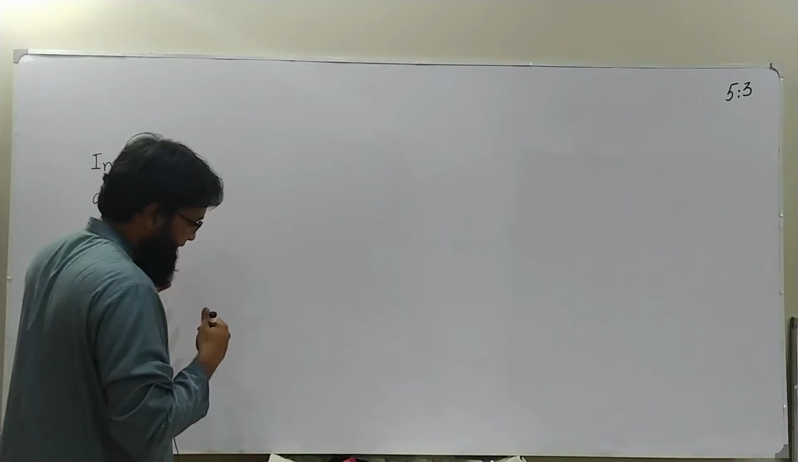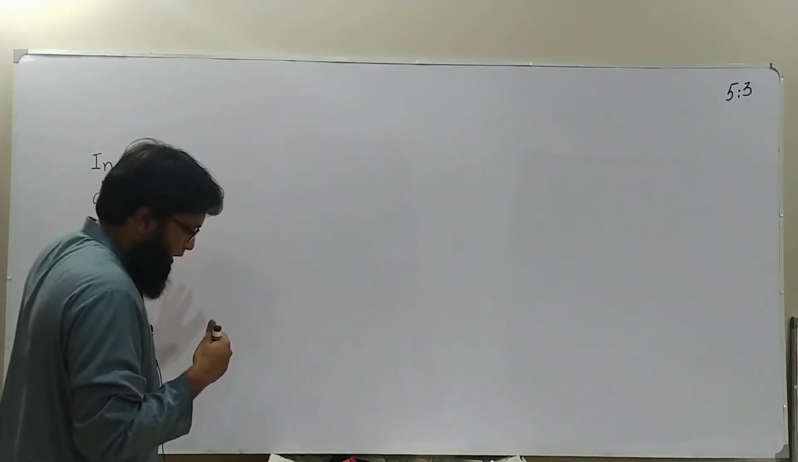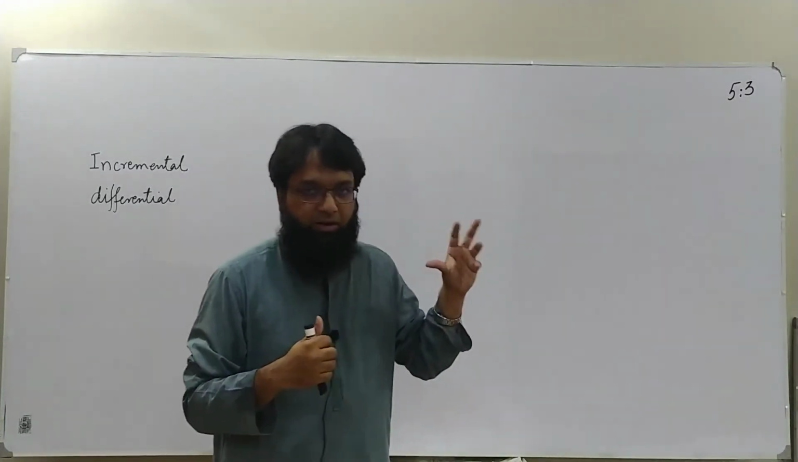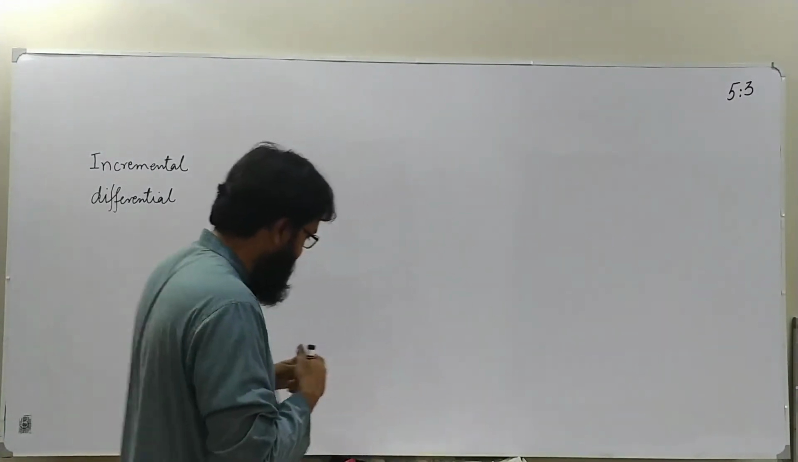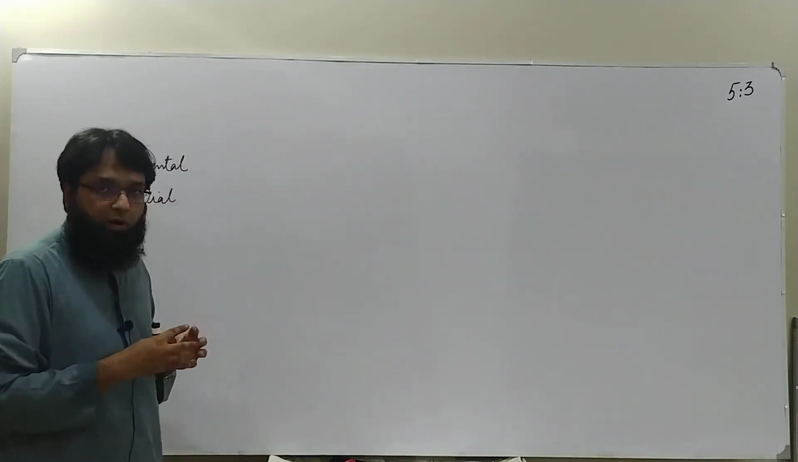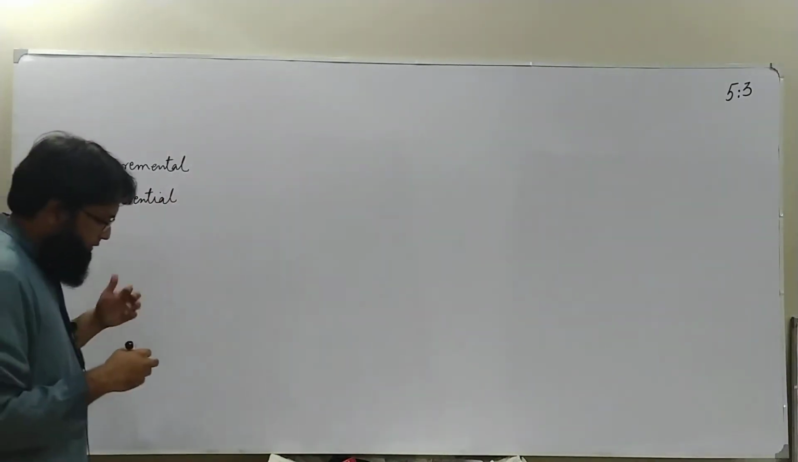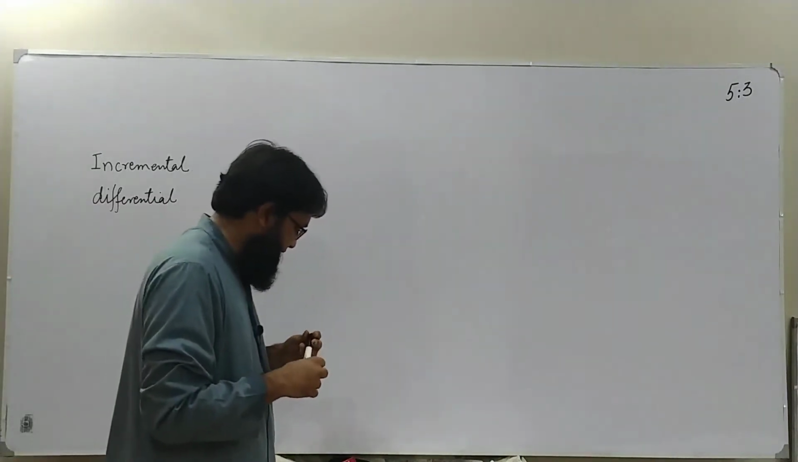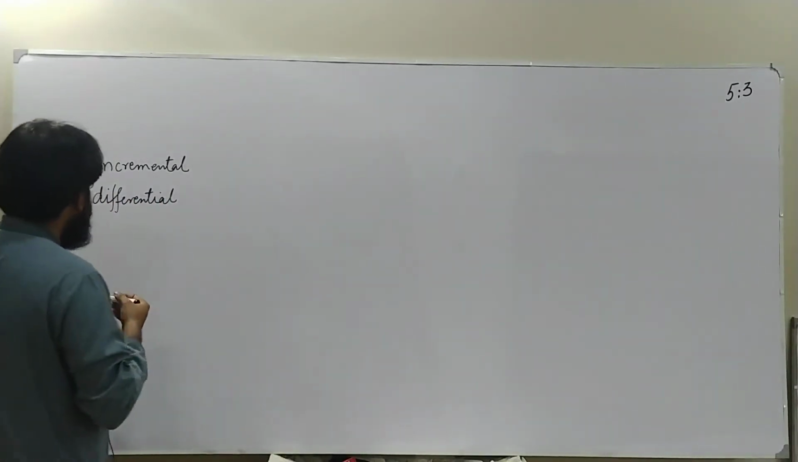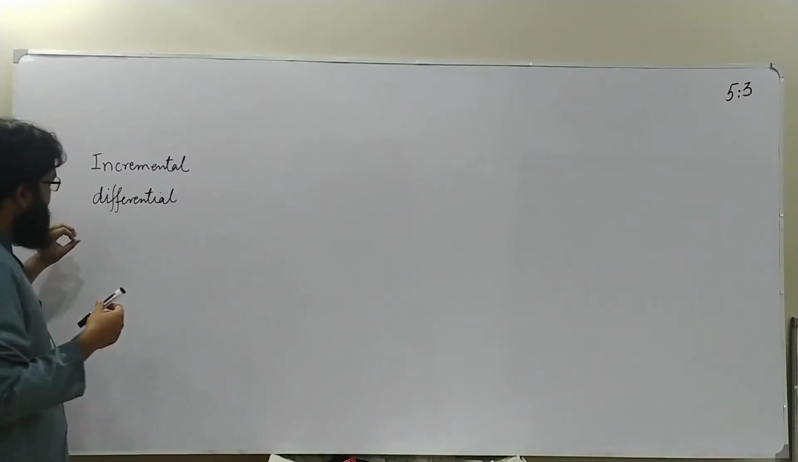So far we have discussed the force field kind of vector field effect of a static charge distribution, and that charge distribution was so far zero-dimensional point charge distribution. But before moving on to the other dimensional static charge arrangements, I would like to discuss these two terminologies, incremental and differential.